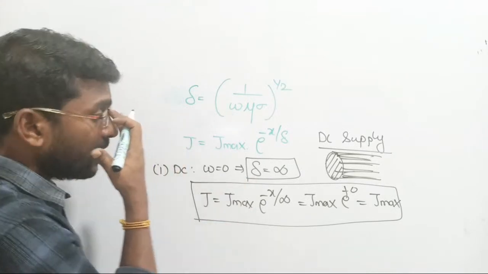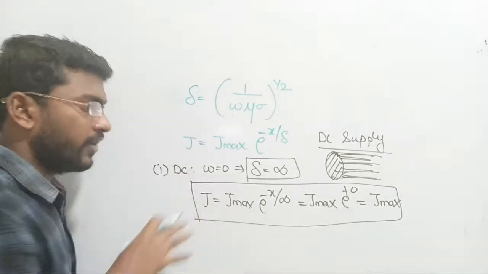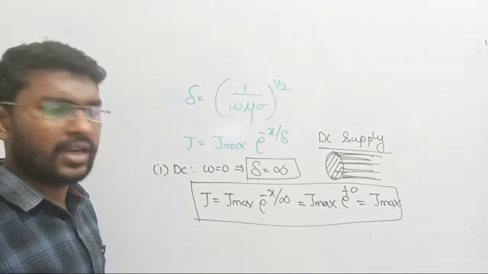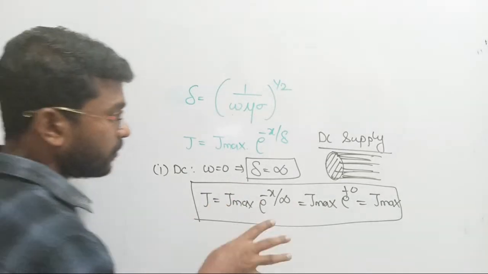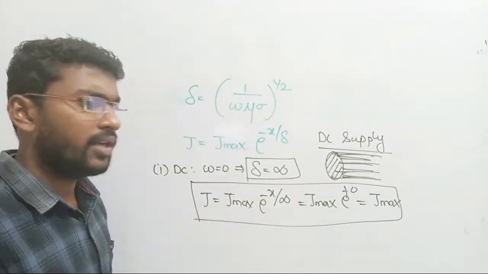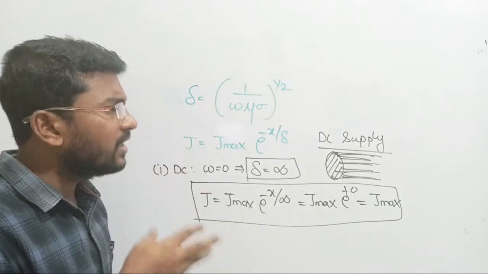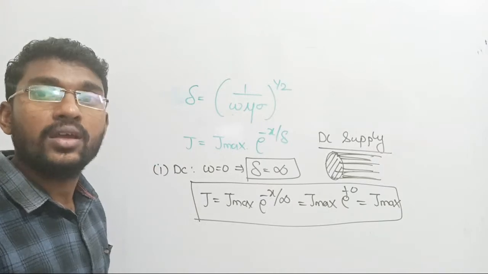Clear? Whereas in AC system, what we saw, we have the effect. In AC system, we have the effect that is called what? Skin effect, right? So that is the difference between DC and AC systems. The conclusion is, in AC we are observing the effect of the skin, in DC we are not going to observe the effect of the skin, right?